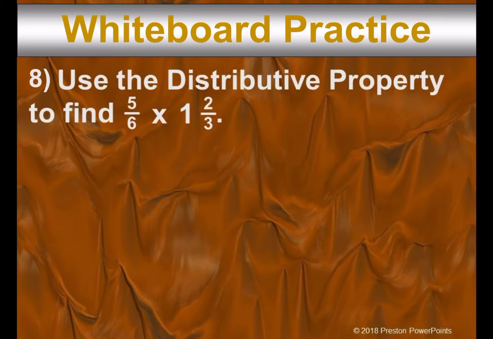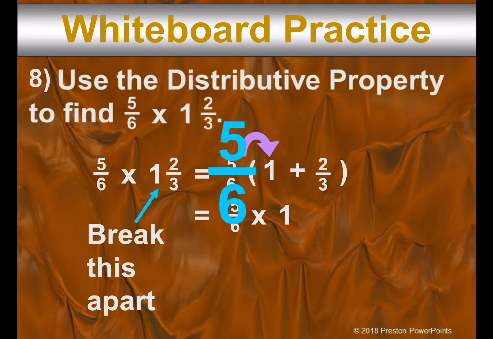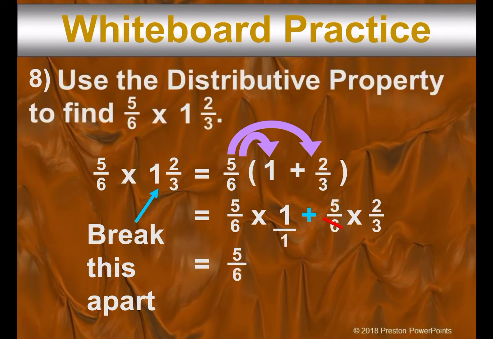And let's try one more. Use the distributive property to find 5/6 times 1 and 2/3. So again, let's take the 5/6, break it apart, times it by 1, and times it by 2/3. So 5/6 times 1 is just going to be 5/6, right? And then 5/6 times 2/3 is going to be 10/18, or 5/9.